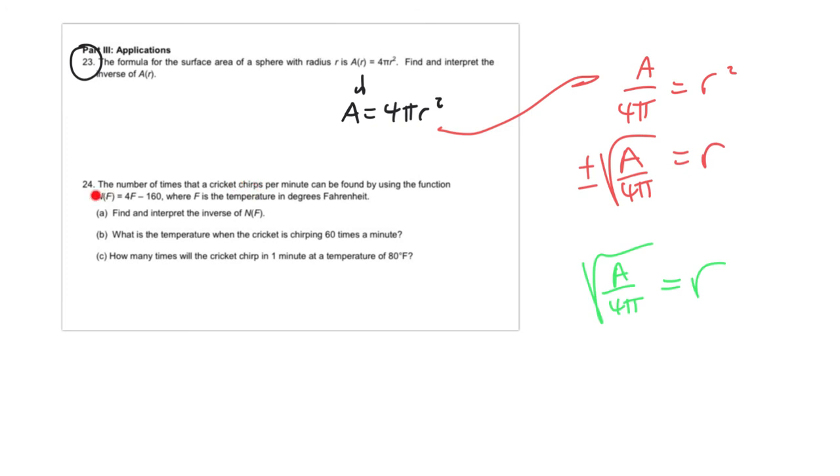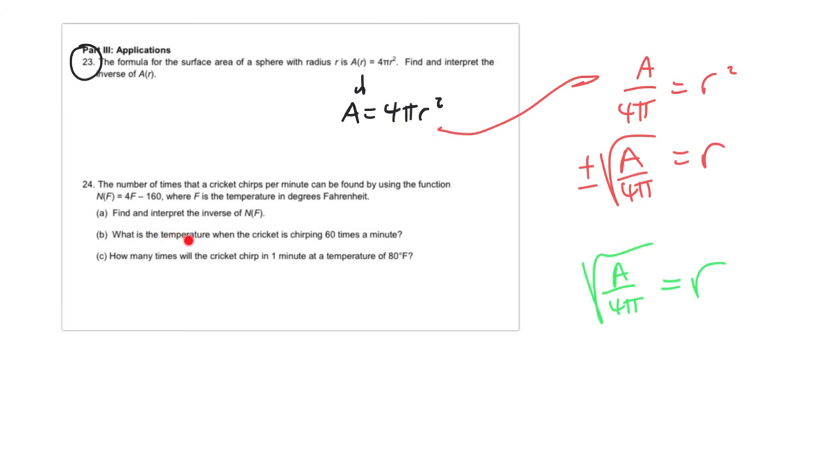I would replace n of f with an n before you begin that process. Just be n equals 4f minus 160, and then just solve for f. You don't have to switch anything, just solve for f from that point forward. At least find out what f is in terms of n. So the interpretation is that if you knew how many chirps there were, you could substitute that number in and find out what f equals, what the temperature is.